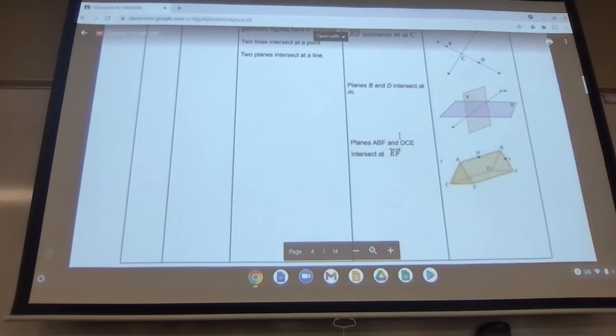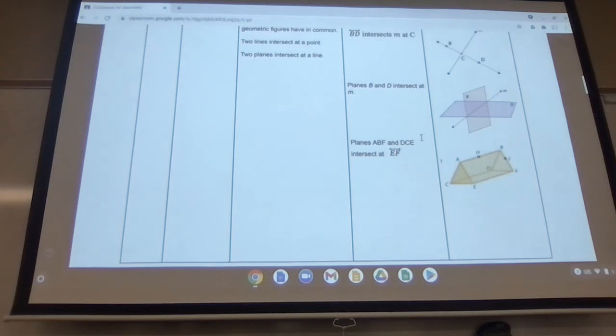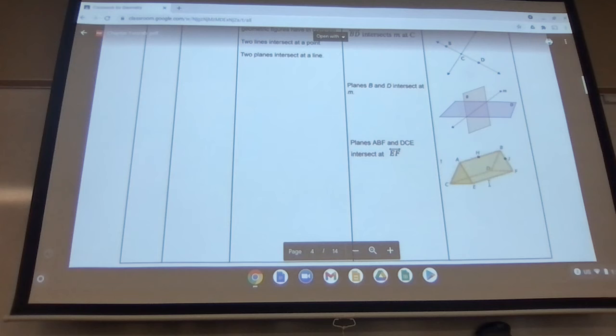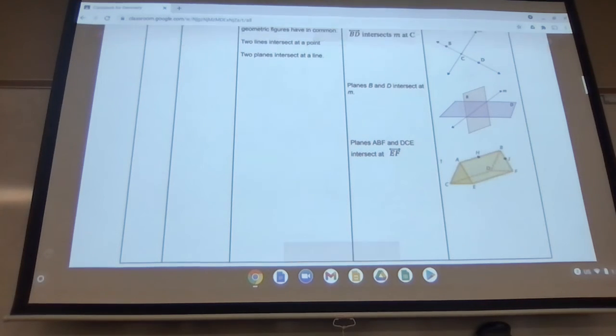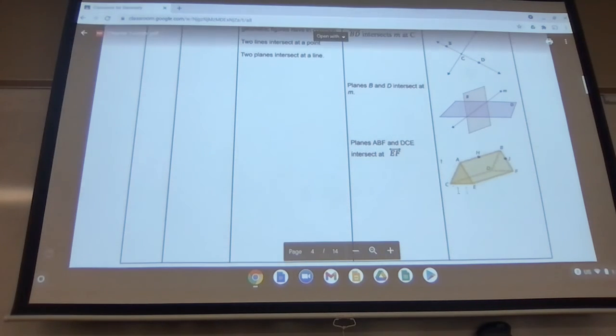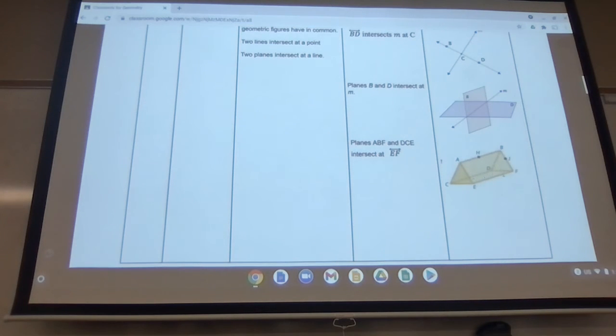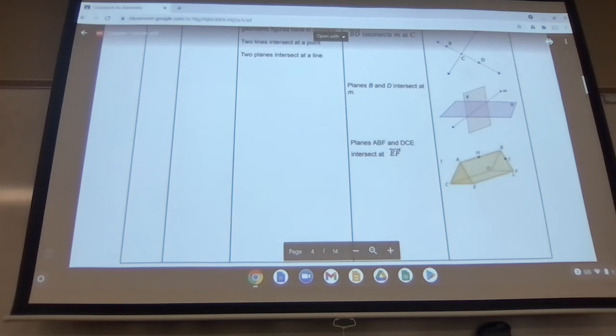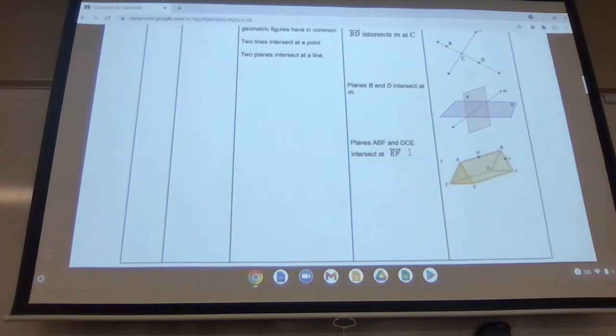Another way of looking at that exact same thing. We have two planes that intersect. Their intersection is going to be a line. The two planes we're looking at on this one are ABF, this front plane, and DCE, the bottom plane down here that contains those points D, C, E. The front and the bottom of this figure intersect all the way from point E through point F. So their intersection would be line EF. Any questions with that?